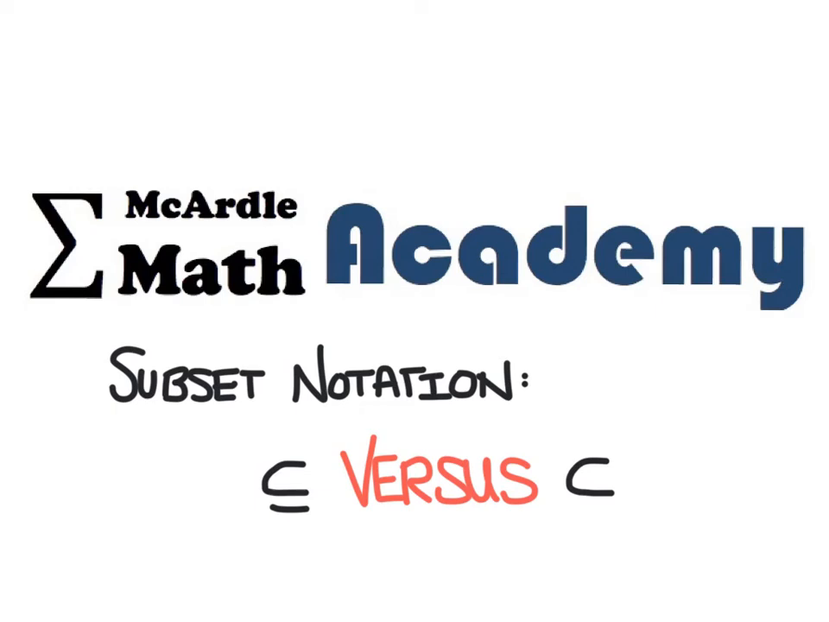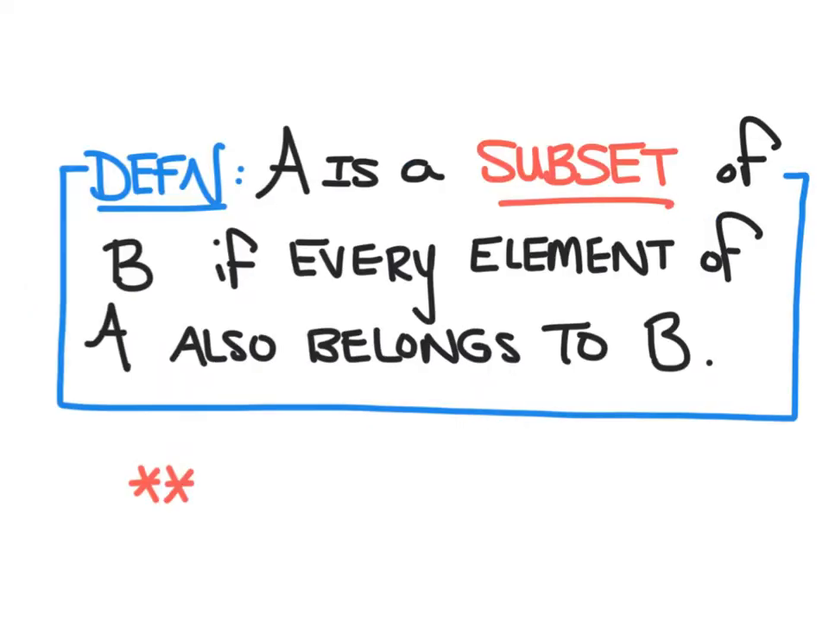In this video we will be talking about subset notation, and specifically we'll be looking at the difference between this subset notation and what we call the proper subset notation. So to do this, let's first go through our definitions. We say that a set A is a subset of B if every element of A belongs to B. So if you look at every element of A and all those elements also belong to B, A is a subset of B. And to indicate this, we write that A is a subset of B. And this is our standard subset notation right here.